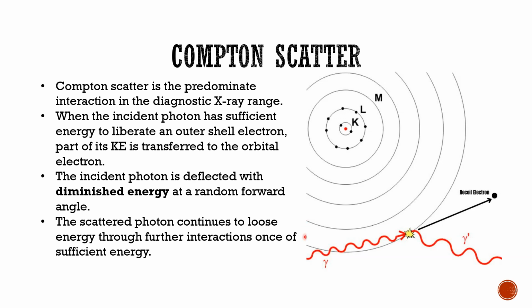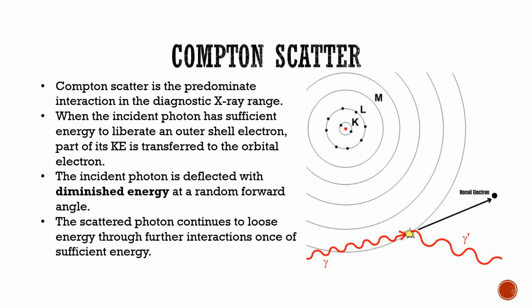So here we have the incident photon, and it goes on to interact with the atom as we see here. In this scenario, the incident photon's energy is greater than the binding energy of this outer shell. And as a result, it actually causes an ionization event.